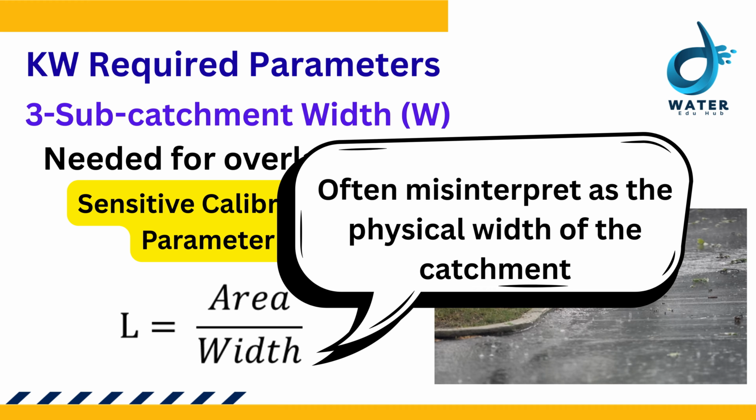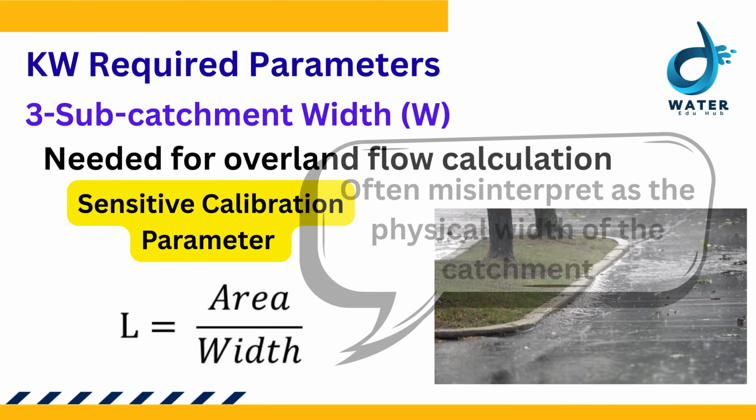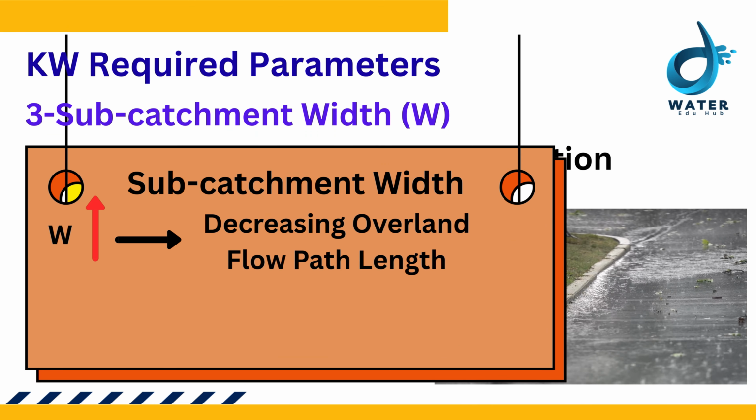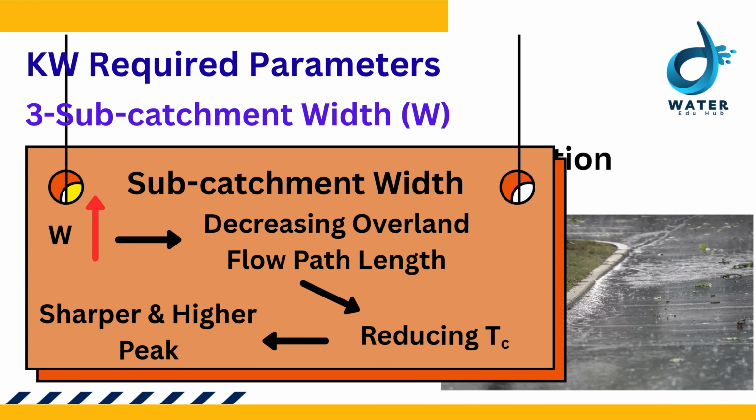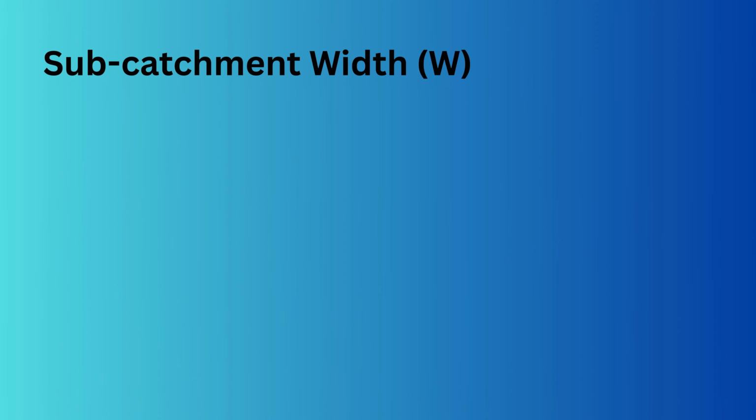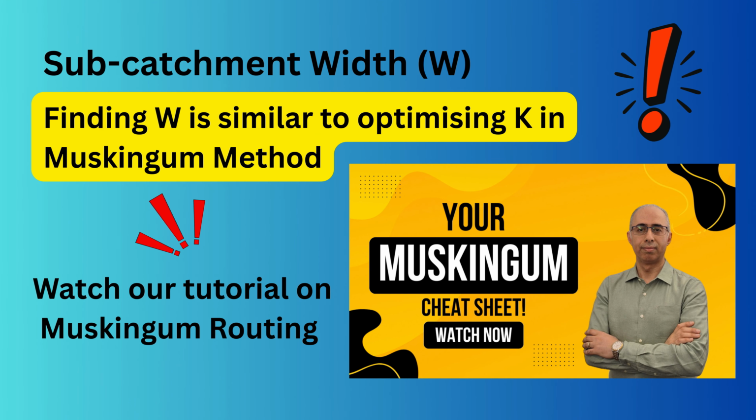In SWMM, it is a shape factor. Increasing W decreases the overland flow path length, reducing the time of concentration and producing a sharper, higher peak. This parameter is functionally similar to optimizing the K parameter in Muskingum routing.